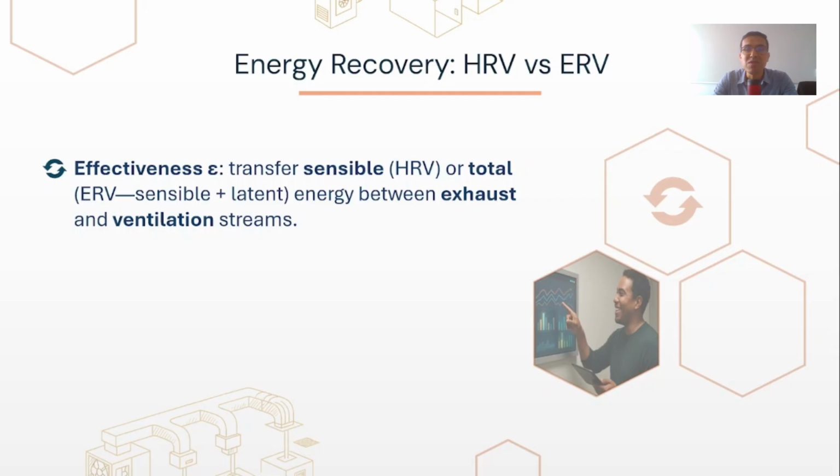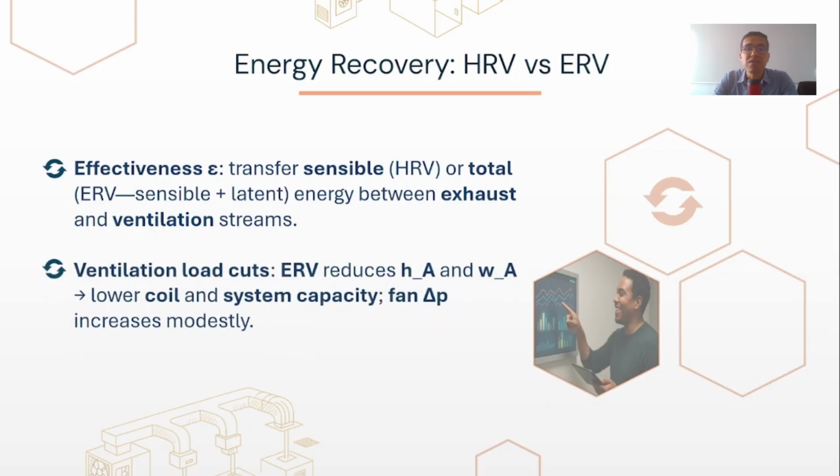We measure their performance using a term called effectiveness, which is the ratio of the actual energy transfer to the maximum possible transfer. So what we are doing with this recovery is recovering the energy that is going out with the exhaust air to get it back into the ventilation air. The most significant benefit of this recovery is the reduction in the ventilation load on the cooling coil.